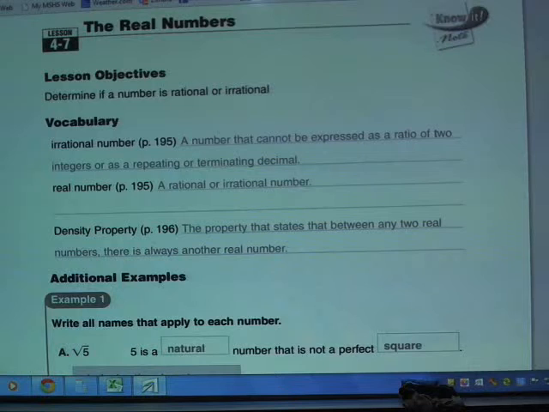So what they're saying there, in essence, in the simplest way possible, is it's something that cannot be written as a fraction. Remember, if we can write it as a fraction, which is something we've already talked about many times over the course of the last couple of years, that's called a rational number.